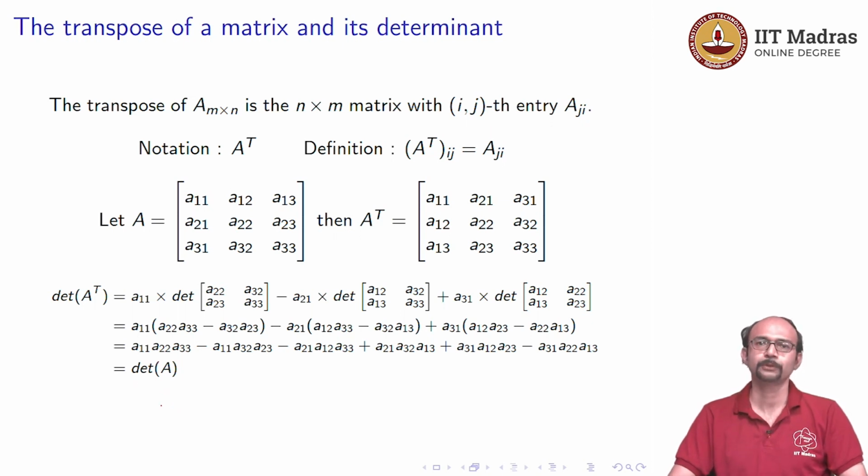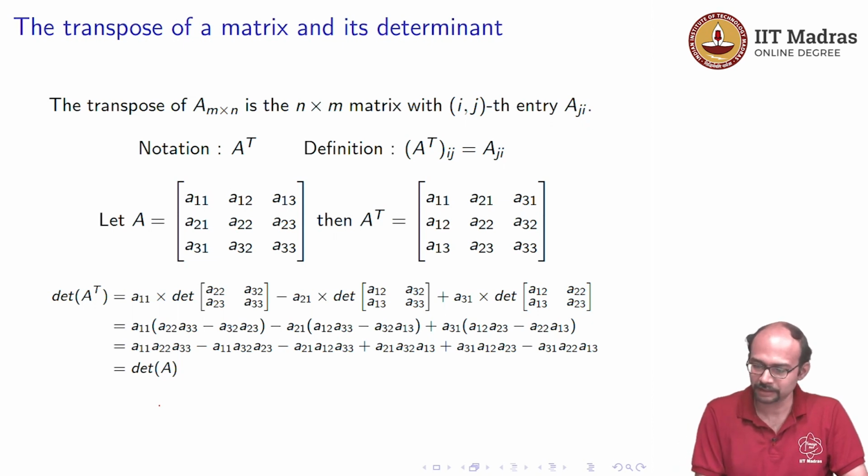So, what is the upshot? If you take the transpose of a square matrix, then its determinant remains unchanged. We have in fact proved this in the 3 by 3 case. I will request that you do it for the 2 by 2 as well. For 1 by 1 there is of course nothing to do.